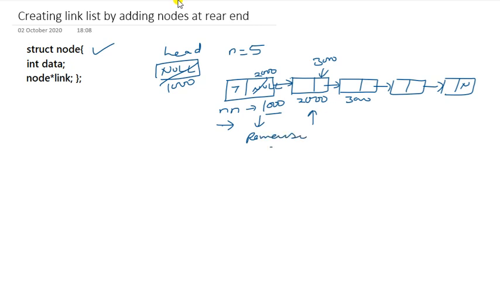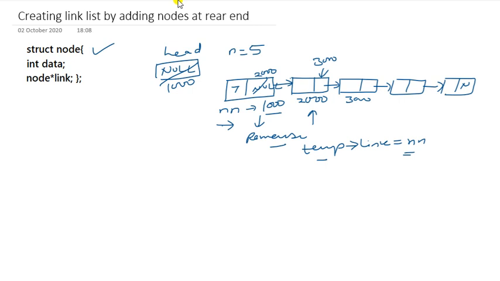Say you have remembered it in a variable temp. So your previous node is temp. When you append a new node, what happens here? This is a new node, and its address will go in the temp's link. So temp link will be nn. So this is how you will be using it.